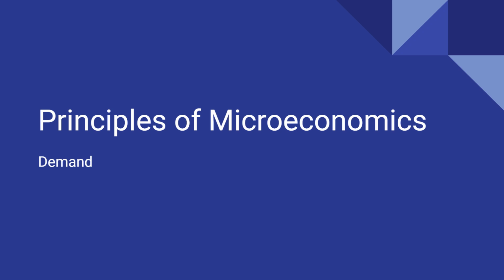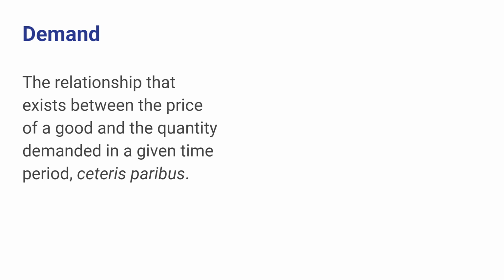In this video, we're going to talk about demand. Demand in economics is defined to be the relationship that exists between the price of a good and the quantity of the good demanded in a given time period, ceteris paribus. The term ceteris paribus is one we're going to be using over and over again throughout this course. It means holding other things constant.